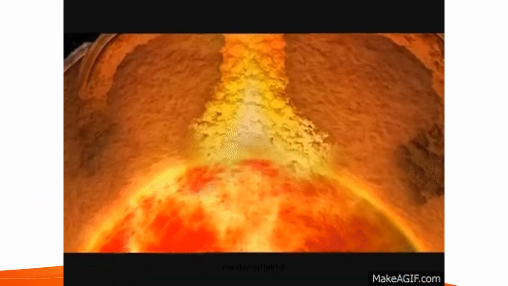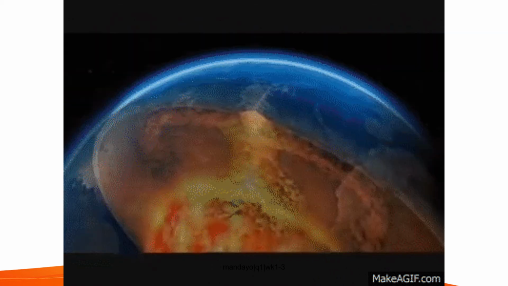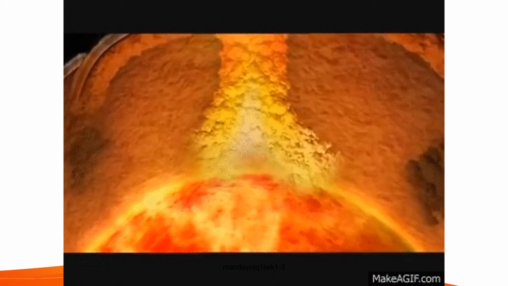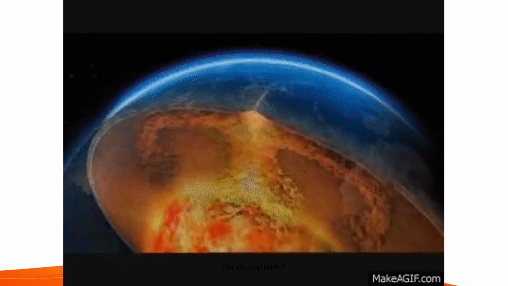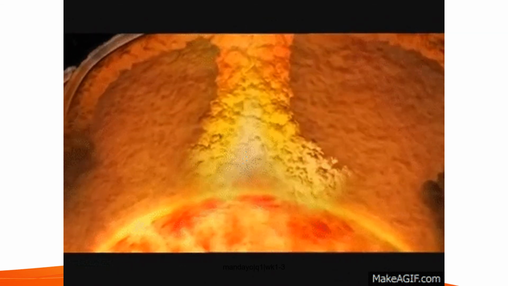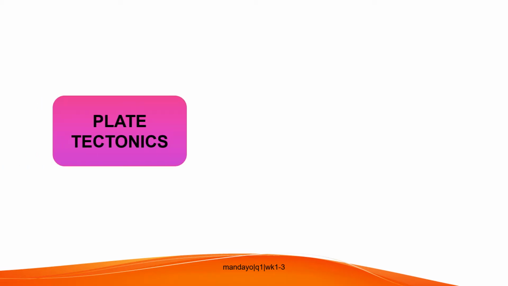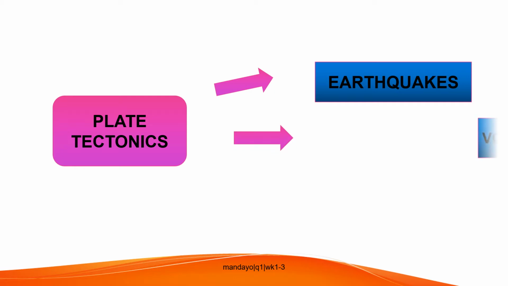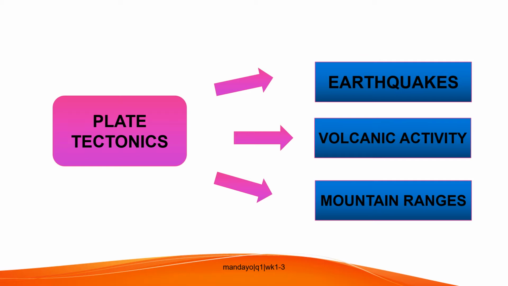This animation gives us a good look at what happens in convection. Moving upwards are the molten rocks of the mantle due to the core's heat. As these rocks move, they push the lithosphere in motion, causing plates to collide, separate, or slide past one another. This lesson on plate tectonics will focus on the impact of the movement of the Earth's plates. Relatively, it will discuss earthquakes, volcanic activities, and the formation of mountain ranges.